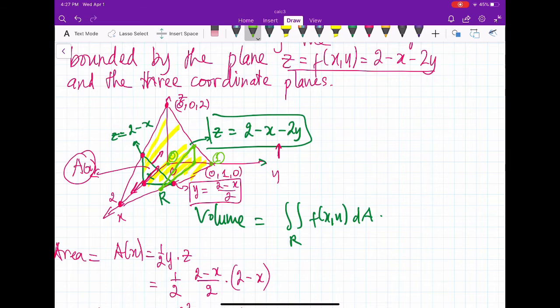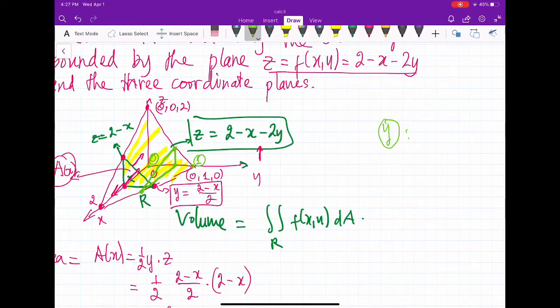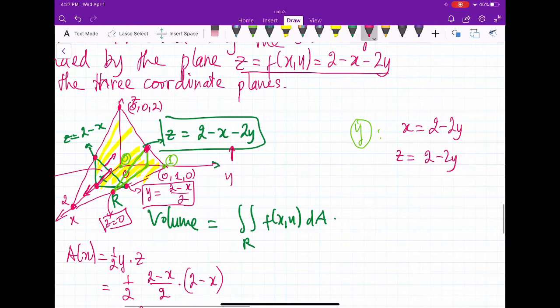So if I fix y right here, I need to find the x and the z coordinate. In order to find the x coordinate of this point, I just put z equal to 0 and solve the equation of the plane for x. For that, I get x equal to 2 minus 2y. And I can find the z coordinate of this point. I have z equal to 2 minus 2y again, right? And then I can find the area of this triangle.